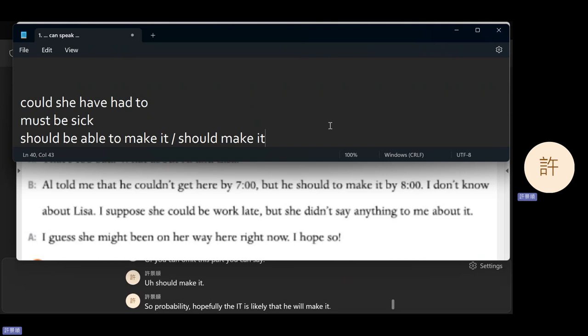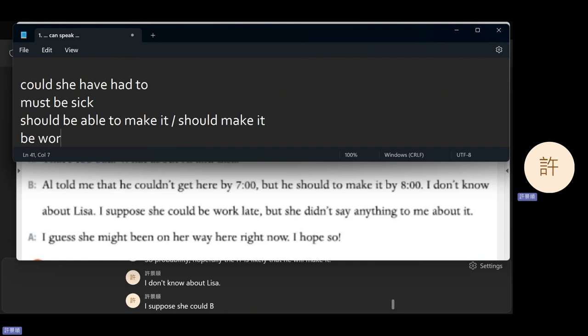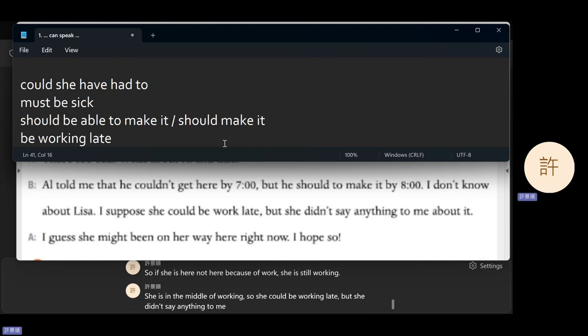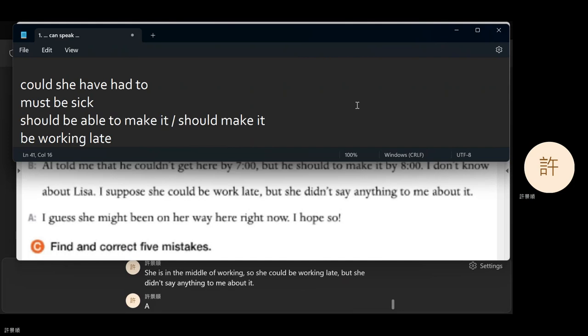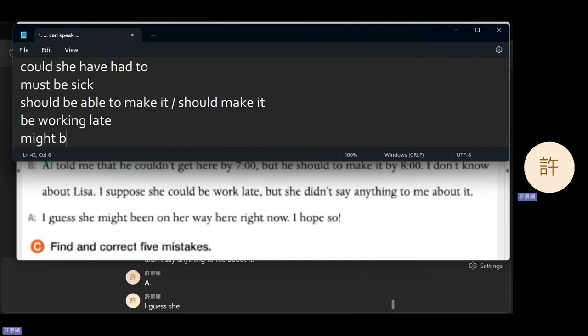I don't know about Lisa. I suppose she could be working late. So they're asking why is Lisa not here? If she is not here because of work, she is still working. She is in the middle of working. So she could be working late. But she didn't say anything to me about it. A: I guess she might be on her way here right now. I hope so. Here, right now, right? Present tense. So might be. Is that 5? 1, 2, 3. Oh, it's 5. Great. So do you have questions about this one?